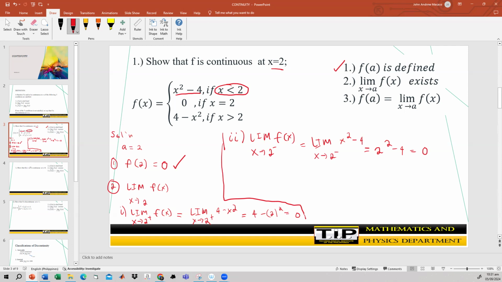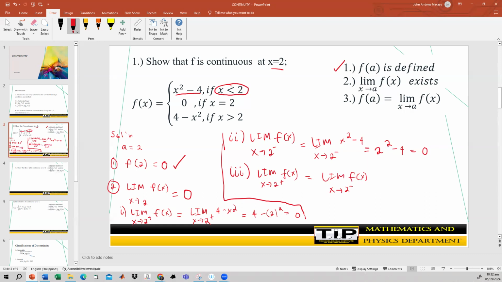Then what's next is that for the two-sided limit to exist, the left side and the right side must be equal. No? So in that case, the limit of f of x as x approaches 2 from the right is equal to the limit of f of x as x approaches 2 from the left. Since this is being satisfied as well, what can we say now? It means that the limit of f of x as x approaches 2 exists, and the value of the limit is simply 0. Right? Because again, it satisfies the condition for the two-sided limit.